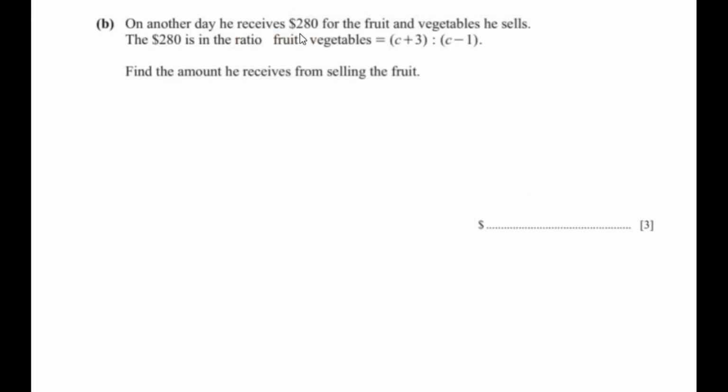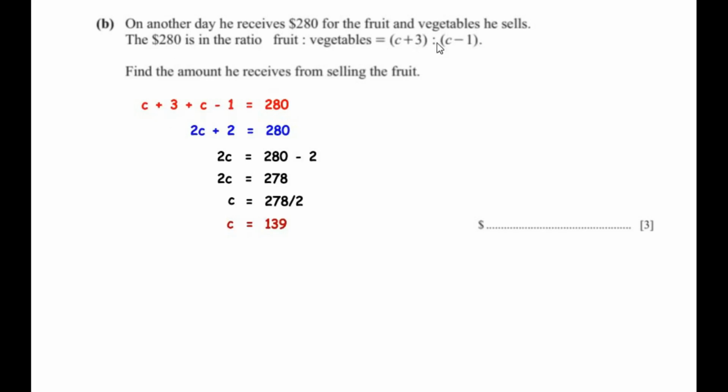On another day he receives $280 for the fruit and vegetables he sells. The $280 is in the ratio fruit to vegetables is C plus 3 to C minus 1. Find the amount he receives from selling the fruit. So one day he receives $280 by selling the fruits and vegetables. So the amount is divided in the ratio C plus 3 to C minus 1. Which means when we add these two values together, we should get a total amount of $280. So here we have added these two values, that is C plus 3, the amount he received for the fruits, plus the amount he received for the vegetables is equal to the total amount 280.